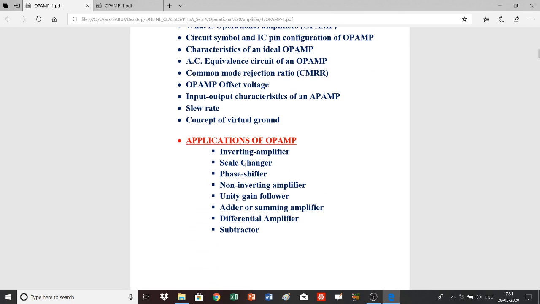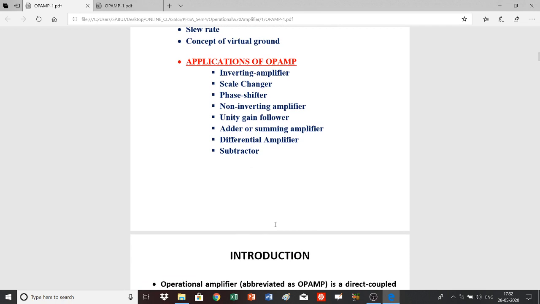And finally, application of OPAMPs will be discussed, and the application will be limited to the following cases. Number one is inverting amplifier, then scale changer, phase shifter, non-inverting amplifier, unity gain follower or unity gain buffer, adder or summing amplifier, differential amplifier, followed by subtractor.